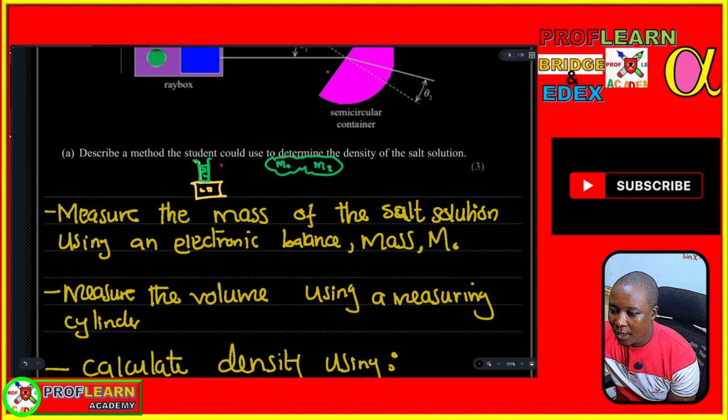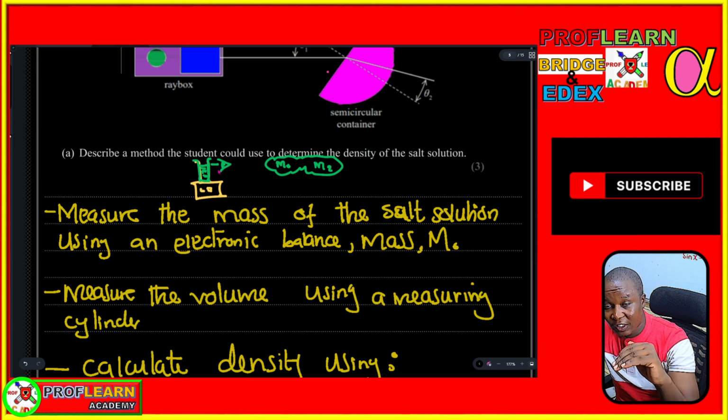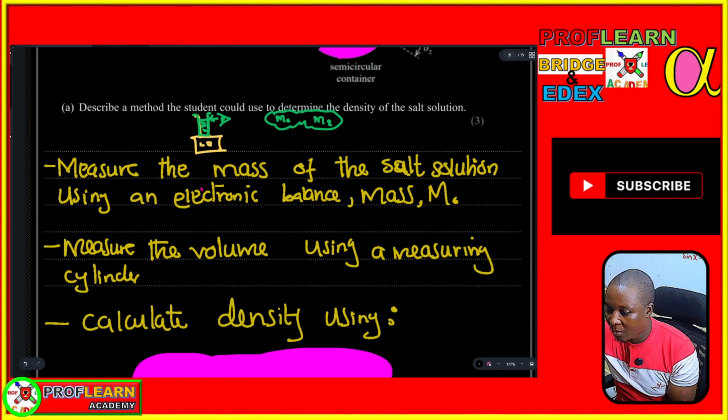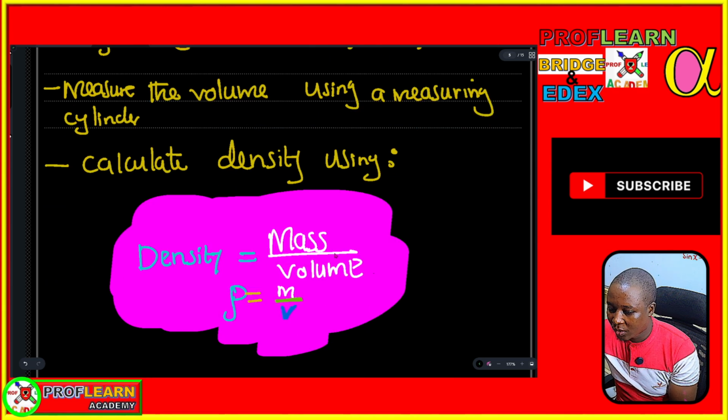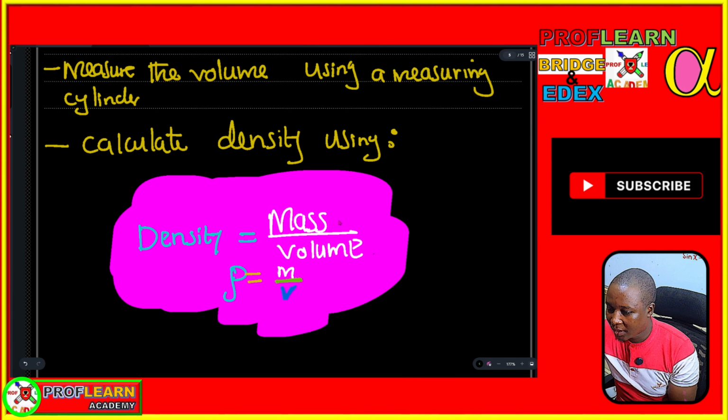Then also, using the measuring cylinder, you should measure the volume of the liquid, and ensure you look at the level at eye level so that you avoid the error of parallax. Whenever you are taking the measurement, measure the volume of the liquid, and then calculate the density using the formula density is equal to mass over volume. So in that case, this is the formula that could have been used to work out the question.